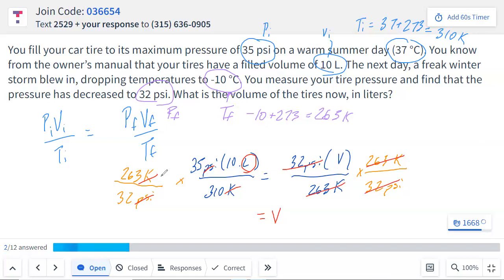263 multiplied by 35, multiplied by 10, divide by 32, divide by 310, to two significant figures because I had two here in my initial volume. I'm going to get 9.3 liters.